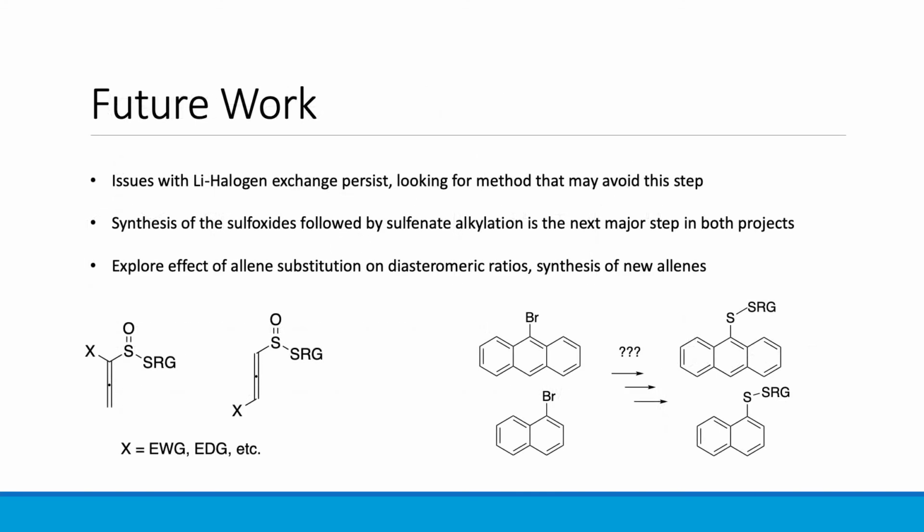For future considerations and work associated with the project, the main focuses should be possibly developing a method for generating anthyl sulfides that do not require lithium-halogen exchange, as this technique produces low yields of the aryl sulfides. Of course, actually producing the sulfenates and probing their diastereoselective ratio is also a major step in both projects, and could be the basis of a very intriguing study. Finally, different allyl substitutions with various electronic groups that could affect diastereoselectivity should be probed for the allyl sulfenate project.